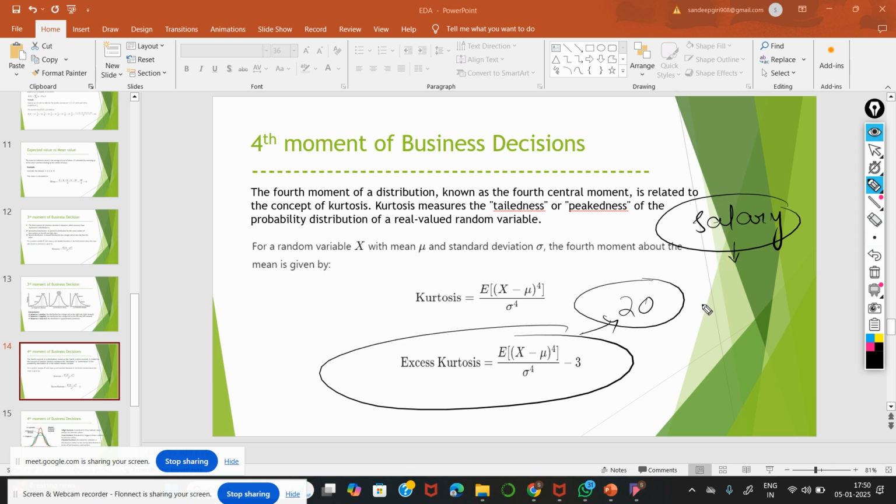First of all, if it is varying, few of the employees would be having very less salary or very high salary.